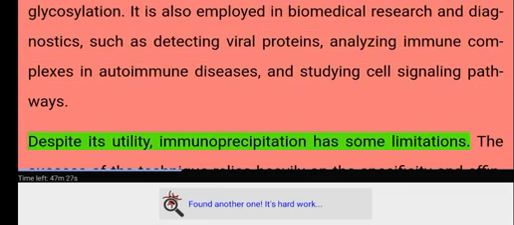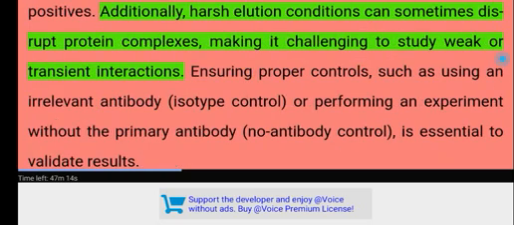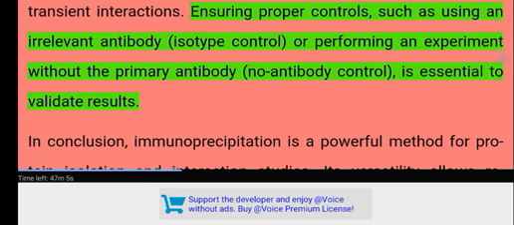Despite its utility, immunoprecipitation has some limitations. The success of the technique relies heavily on the specificity and affinity of the antibody used, as nonspecific binding can lead to false positives. Additionally, harsh elution conditions can sometimes disrupt protein complexes, making it challenging to study weak or transient interactions. Ensuring proper controls, such as using an irrelevant antibody isotype control or performing an experiment without the primary antibody, a no antibody control, is essential to validate results.